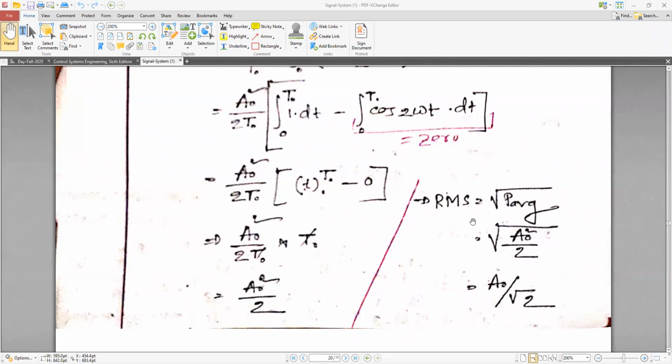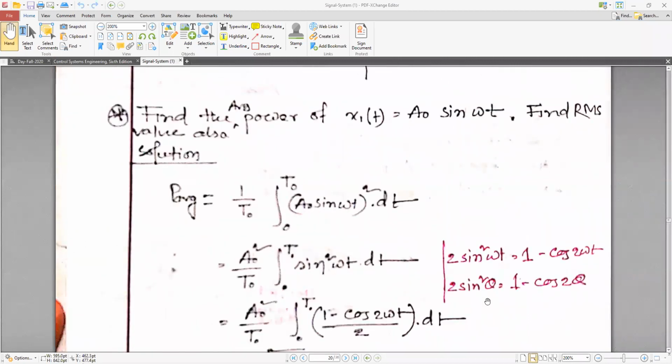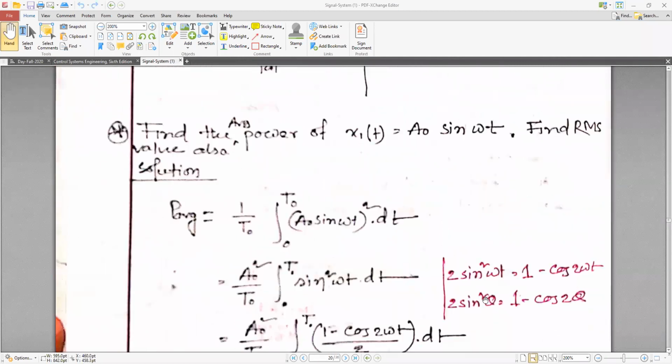So what is the RMS value? Square root of P average. That is the RMS value, root mean square value. Root mean square value is the square root of P average, the square root of A0 squared divided by 2, which is A0 divided by square root of 2. So that is the average power of x1(t) and its RMS value. This is the solution of this kind of problem. So you need to know the trigonometric equations.